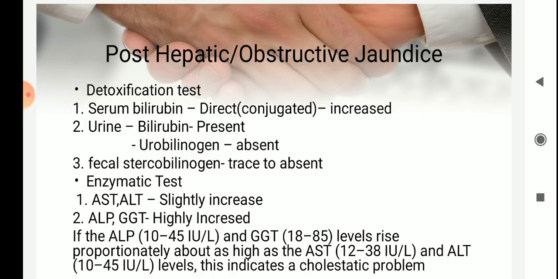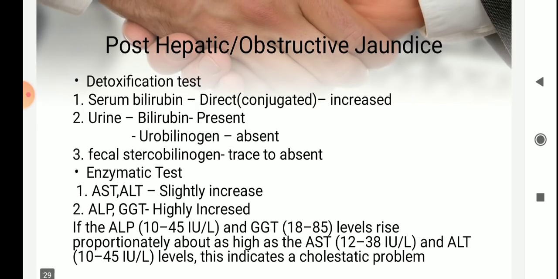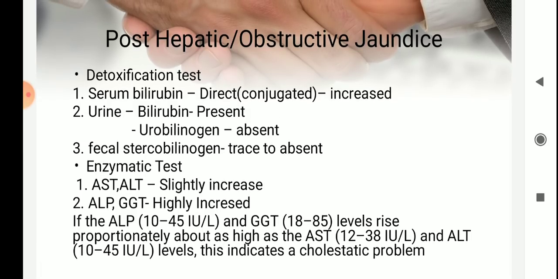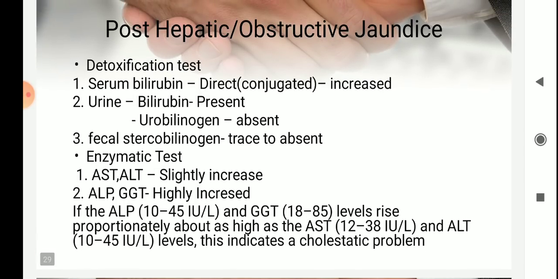The detoxification tests: serum bilirubin, the direct conjugated one, is increased, beyond 15%, as I told in the earlier slides. So the conjugated bilirubin, that's the direct one, is beyond 15%, hence it is called direct. Urine bilirubin is present, urobilinogen is absent, fecal stercobilinogen is traces to absent. Enzymatic tests: AST and ALT are slightly increased, alkaline phosphatase and gamma glutamyl transferase are highly increased.